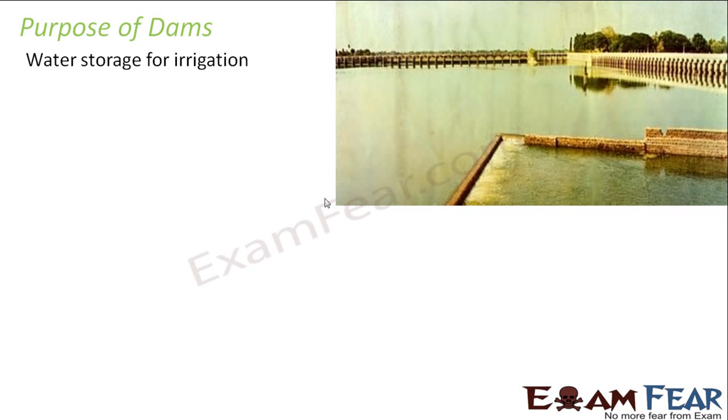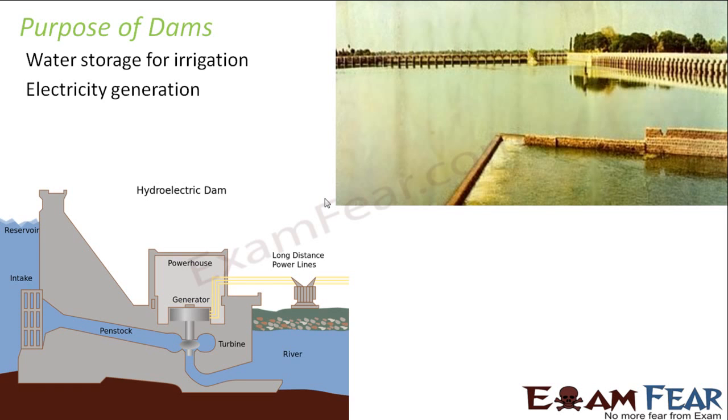Now, why do we actually construct dams? The purpose is water storage for irrigation. The water stored in the dams can be used for irrigation, which in turn helps us in agriculture. Electricity generation is definitely a very useful application of dams, because electricity is something which we need in huge amounts these days. The more we generate electricity, the better it is.